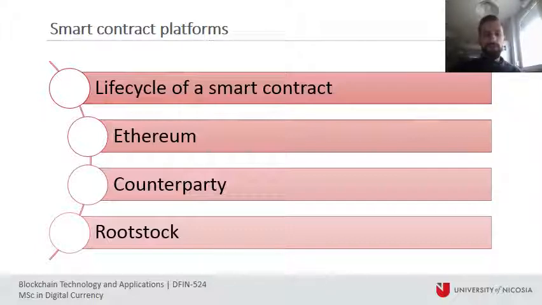Rootstock also has a considerable community, and its mastermind, its leader, is a long-time expert in the space. On a similar note as before, can we think of Rootstock's challenges in the future?